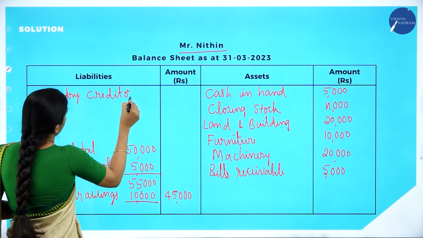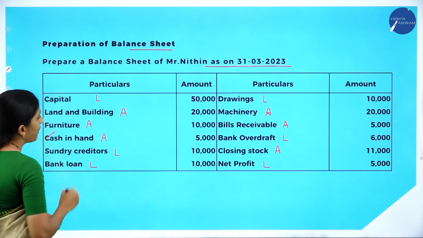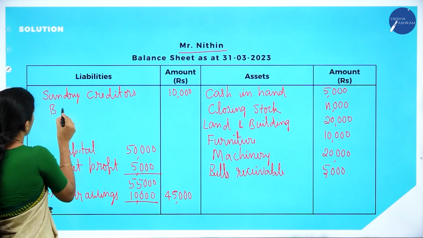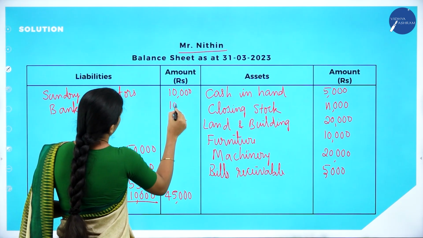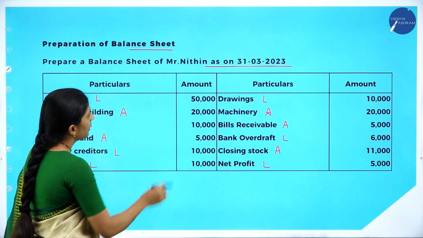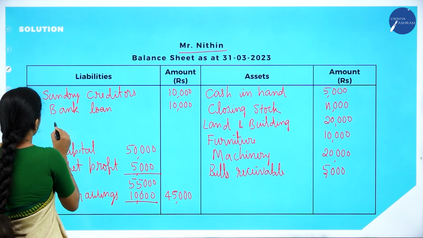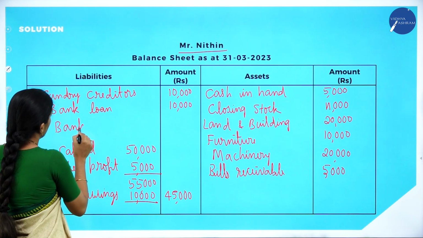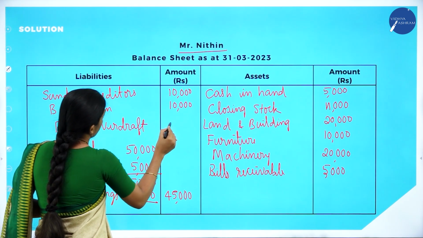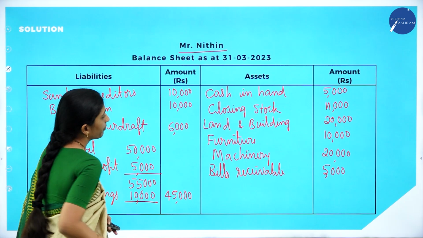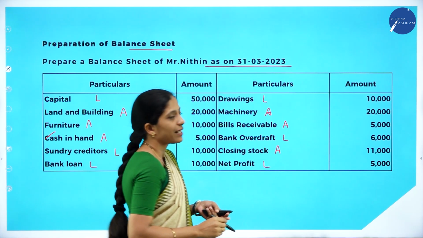Sundry creditors 10,000. Next we have bank loan 10,000. Next after that we have bank overdraft 6,000. After bank overdraft, yes, we are done with this.